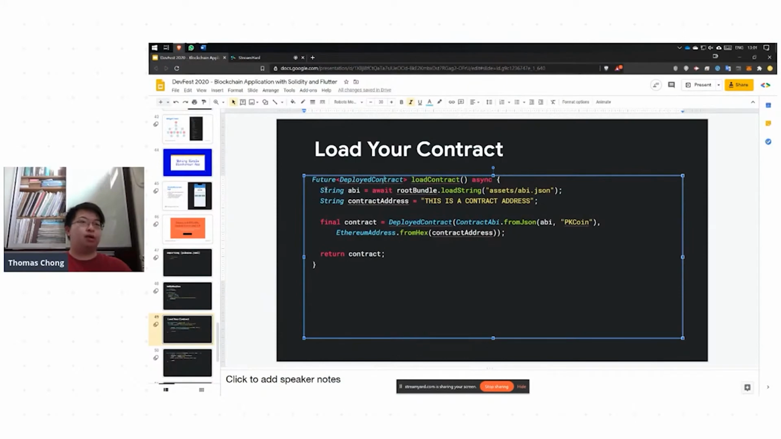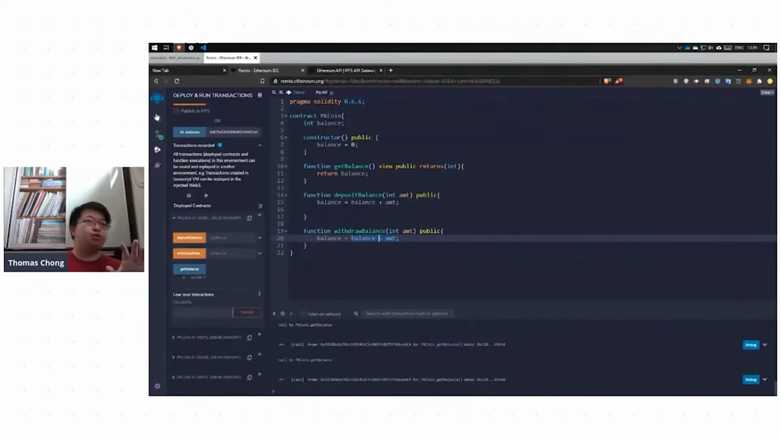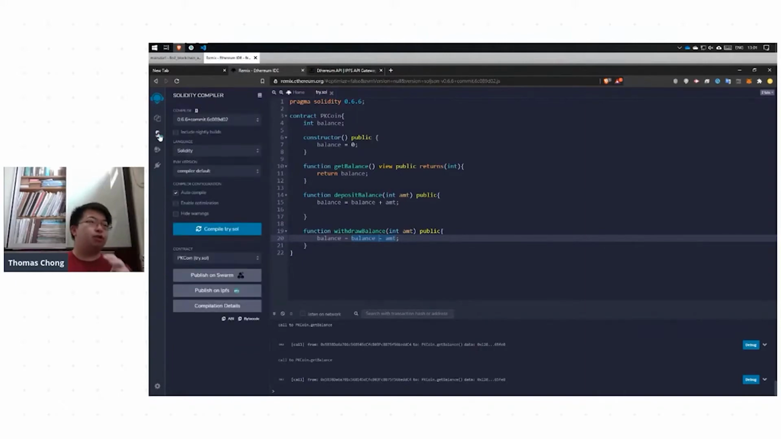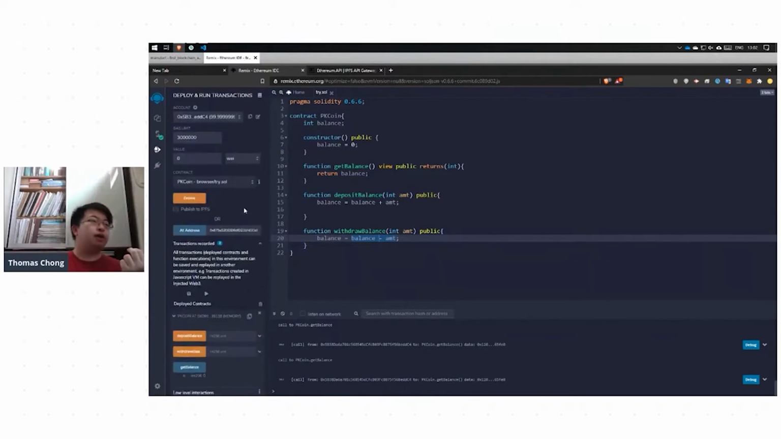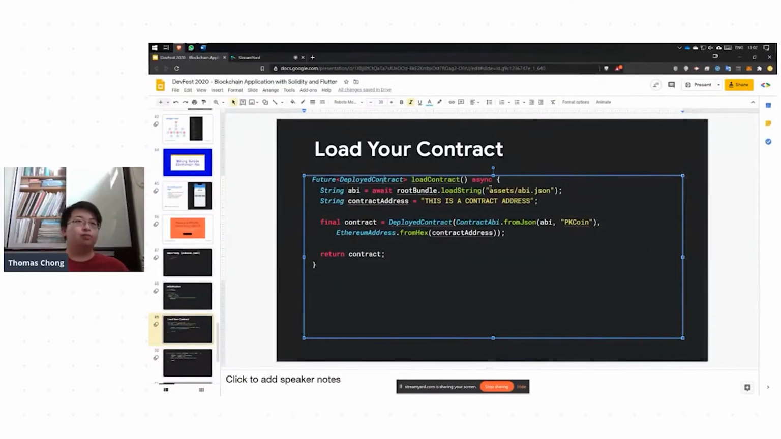Okay, when we're talking about loading the contract, if you want to get the ABI, you can go back to the Remix IDE and retrieve it there. After you retrieve it, it is a JSON file, and you can put it in your assets. You also need to provide your contract address, because Flutter Web3 is not able to deploy the contract at that time.